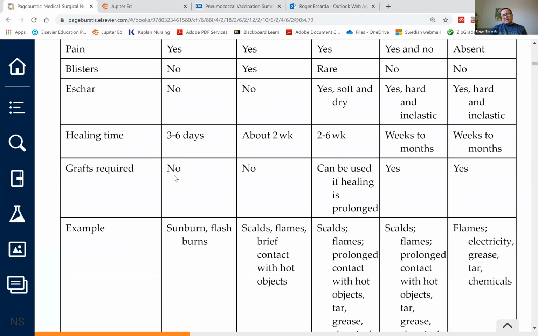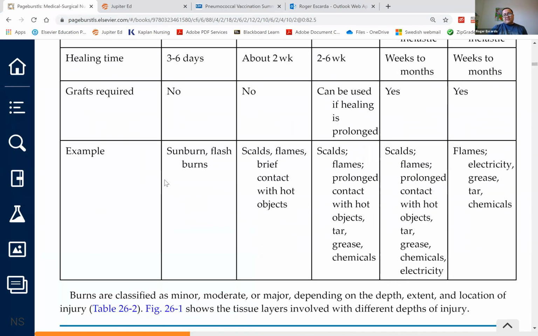We will not discuss grafts because, as I mentioned at the start, we are entry-level nurses. We are not expected by NCLEX, by the National Council, to work in a specialty burn unit. And here are finally examples of the burns. Okay, and later on we'll look at the causes of burns because it's not only heat that causes burns.